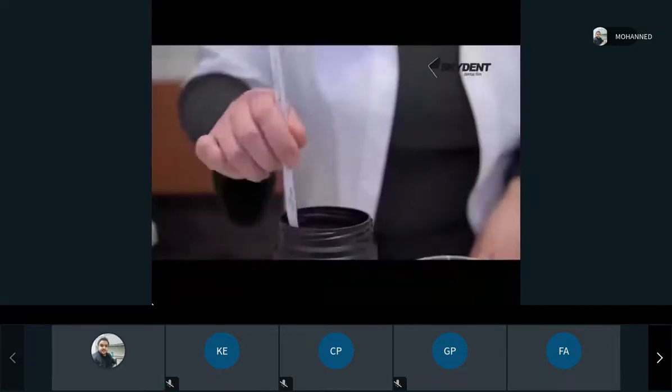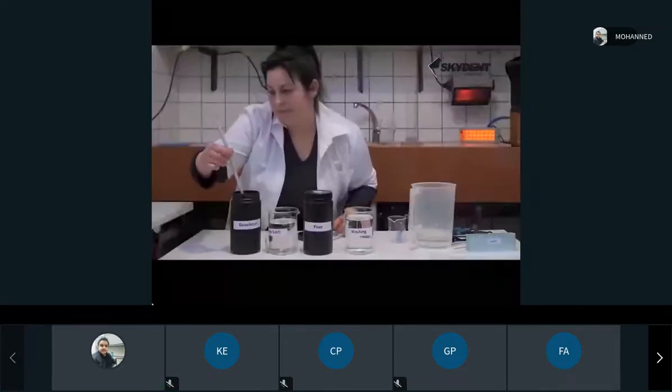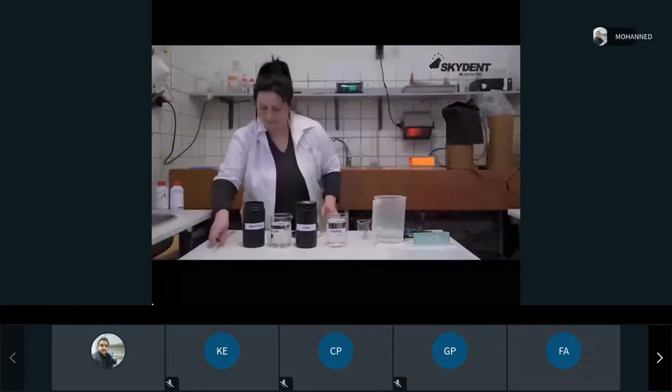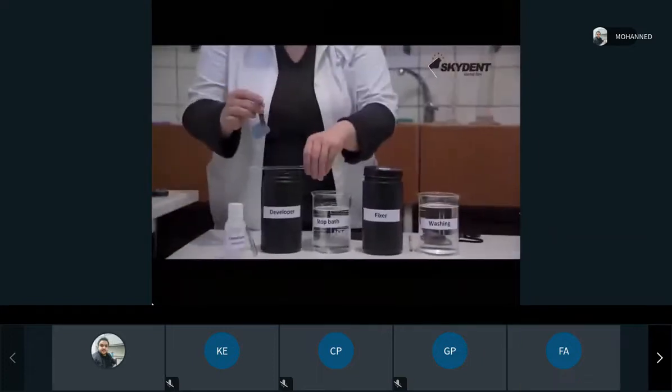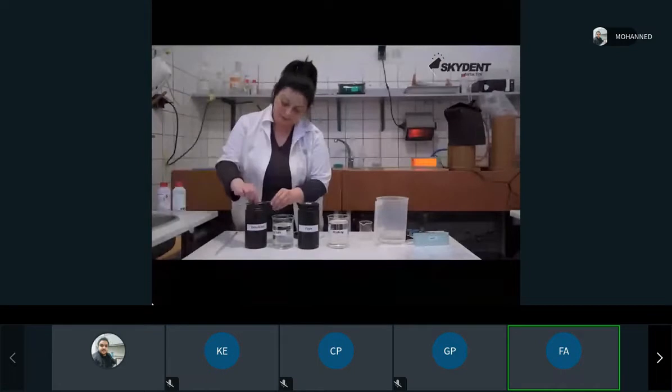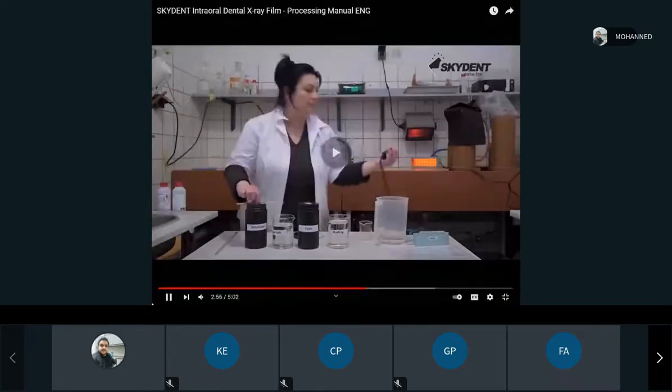Always check the temperature of the solutions and the prescribed times before you start the processing. Other operations are all ready to be realized under safe light in the dark room. Is educational. Your daylight.